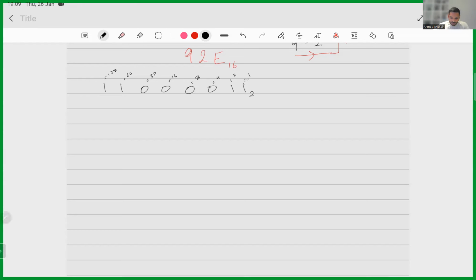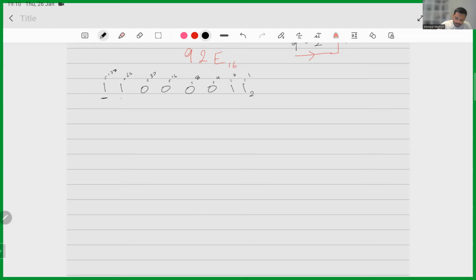Instead of writing 2 to the power of 0, I wrote 1. Instead of writing 2 to the power of 1, I wrote 2. Instead of writing 2 to the power of 2, I wrote 4. Now we should be simply writing the values, not writing 2 to the power of. Now it's time for multiplying. So you can see we only have to take the ones. We can simply ignore the zeros because the zeros make no difference.